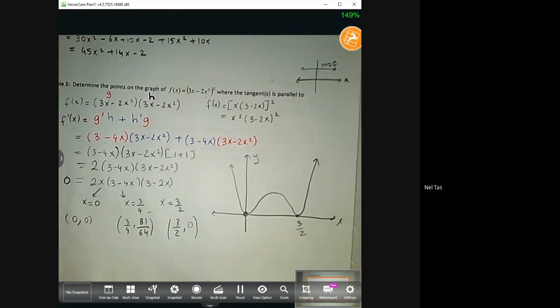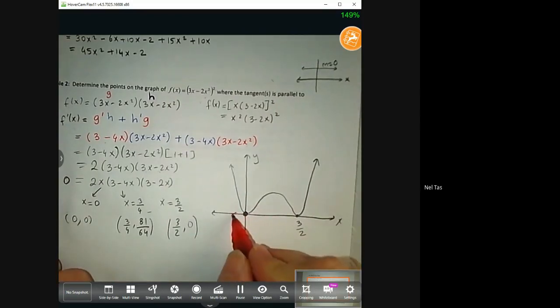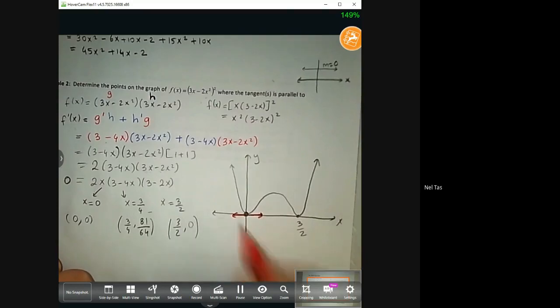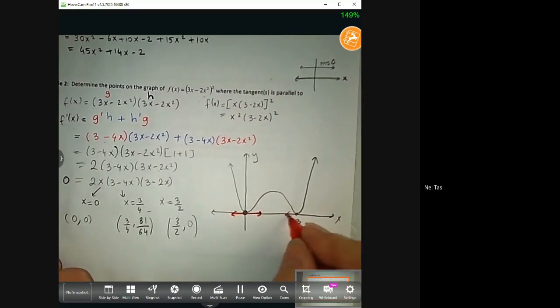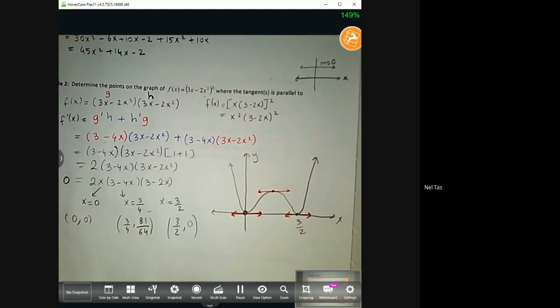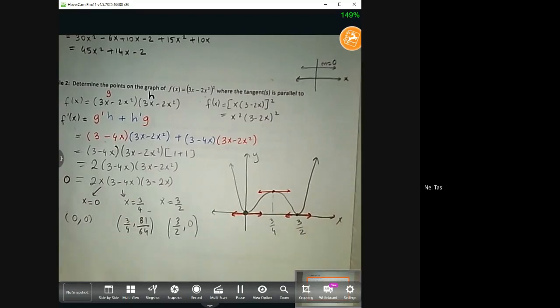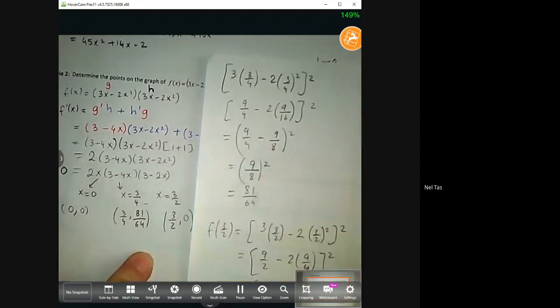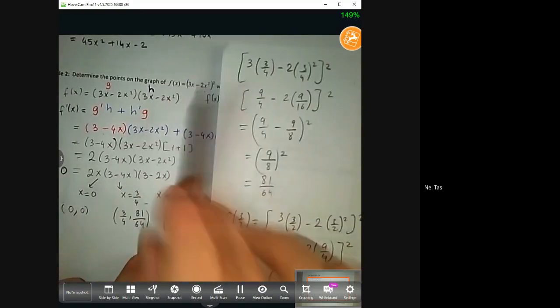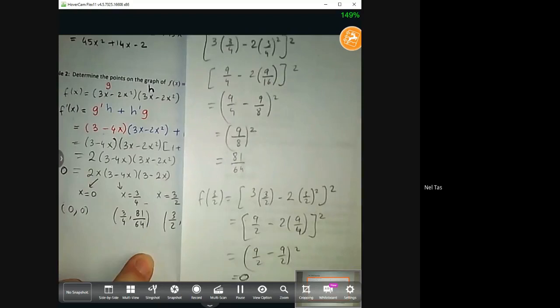And we got that at (0, 0), the tangent has a slope of 0. At 3 over 2, again, tangent has a slope of 0. And 3 over 4. Again, those horizontal slopes or 0 slopes for tangents are happening at local max and local min points. Okay? So this is 3 over 4. I just took 3 over 4 and 3 over 2, subbed into this function, and calculated the y coordinates of the points.